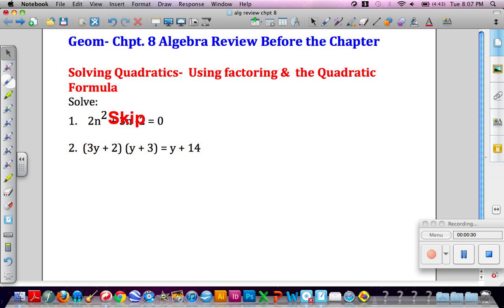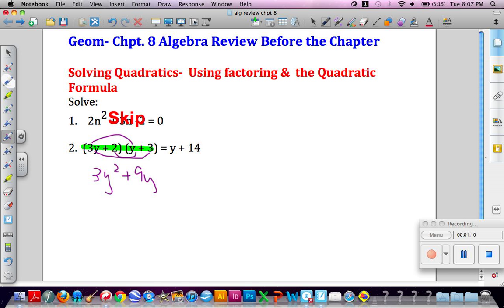Let's take a look at number 2 because it looks a lot more complicated. First off, in number 2, I'm going to need to multiply these two binomials. There's two terms in the parentheses, two terms in this parentheses. Those are called binomials. I'm going to use the acronym FOIL. So I'm going to take my first, that would be 3y squared. 3y times y is 3y squared. O is for outer, which will be 9y.